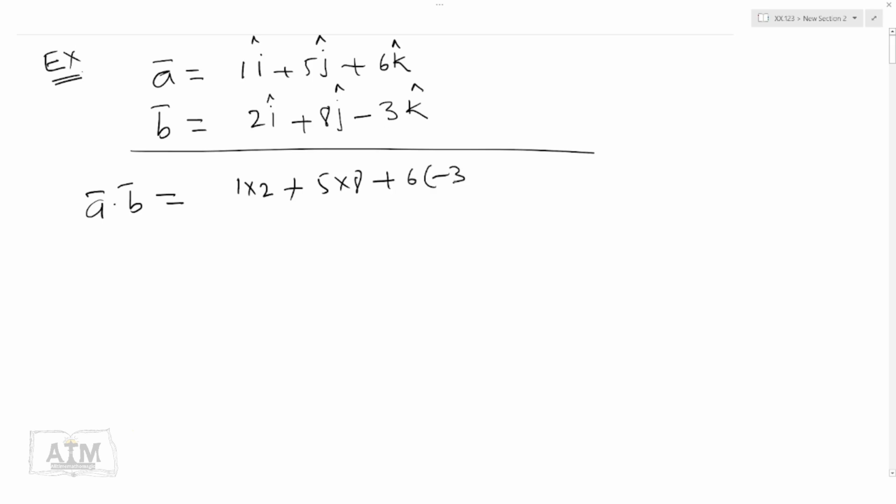6 into minus 3, so that is 2 plus 40 minus 18, so that is nothing but 40 minus 16, that is 24. Therefore A dot B equals 24.